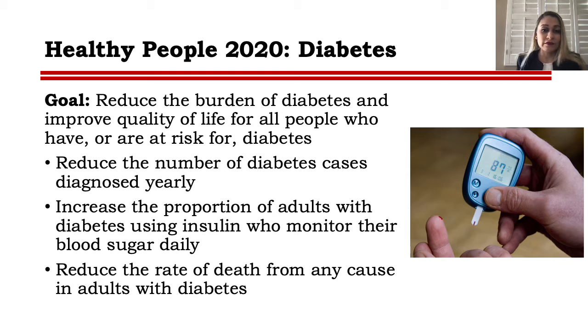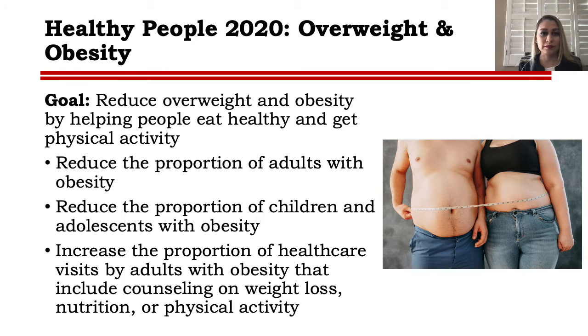We will achieve these goals by reducing the number of diabetes cases diagnosed yearly, increasing the proportion of adults with diabetes using insulin who monitor their blood sugar daily, and reducing the rate of death from any cause in adults with diabetes. Healthy People 2020 overweight and obesity.